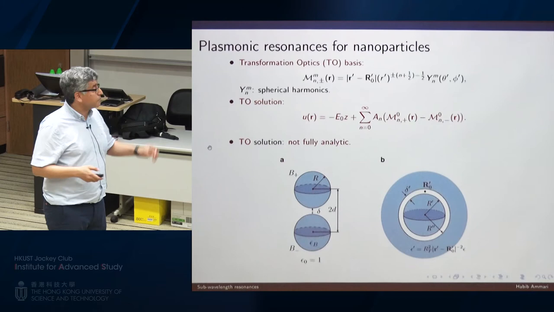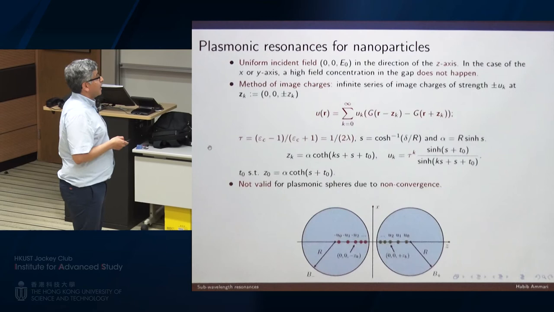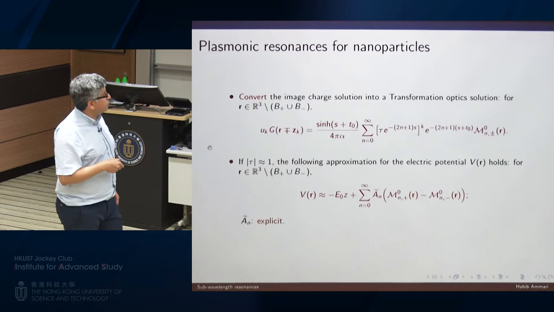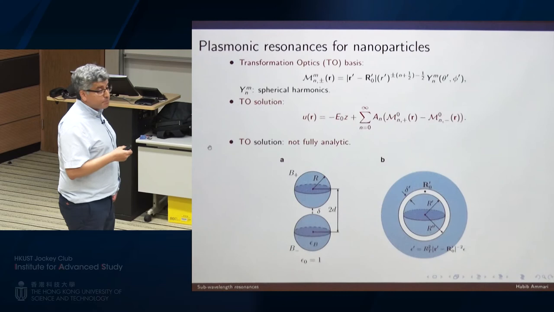So this TU solution is not fully analytic, and this one does not converge. But you can convert the image charges into a transformation optics solution using this formula here. And what you can prove is that if epsilon c is very large, negative, and at plasmonic resonance it is very large.